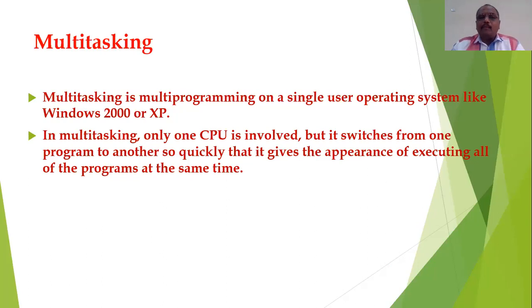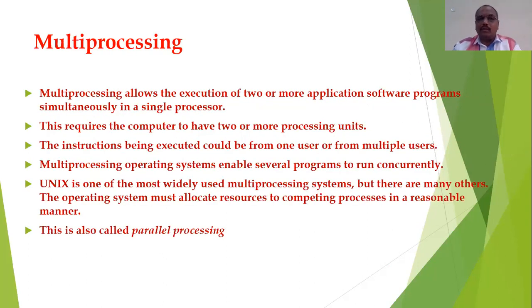So in multitasking, only one CPU is involved, but it switches from one program to another program quickly. That gives the appearance of executing all the programs at the same time. The CPU, only one CPU, will be switching between the programs very fast, so that it looks as if all the tasks are performed simultaneously. This is called multitasking, doing many tasks by a single computer or single CPU.